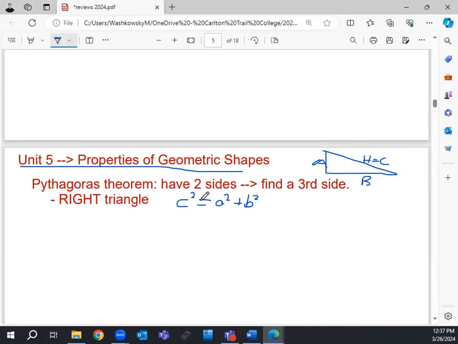Now this is to find the hypotenuse, but what if you're trying to find one of the shorter sides? Well, then it's just C squared minus A squared is equal to B squared. Or you can use algebra. Either works.